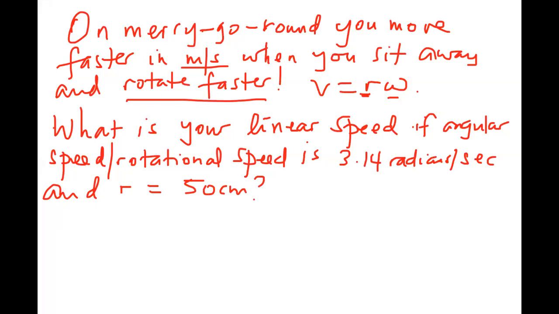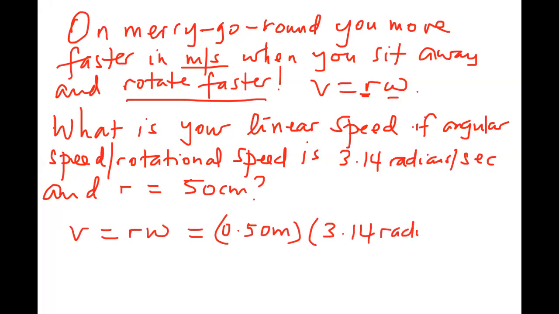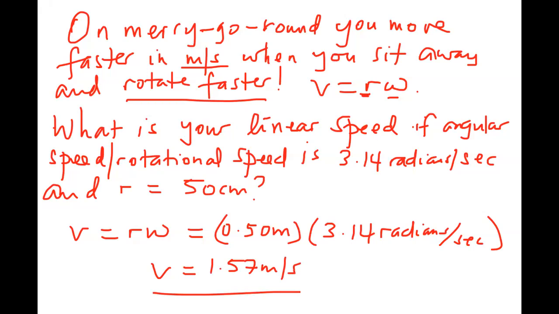So we are going to apply the formula V equal to R omega, and make sure that when you use this formula, radius is in meters: 0.50 meters, multiplied by omega, 3.14 radians per second. When you do that, you're going to find your velocity will be actually 1.57 meters per second.